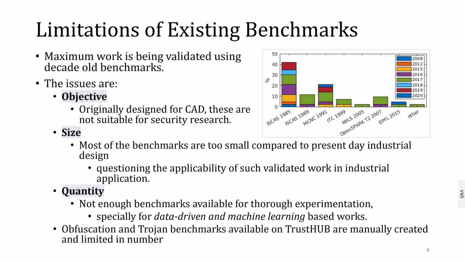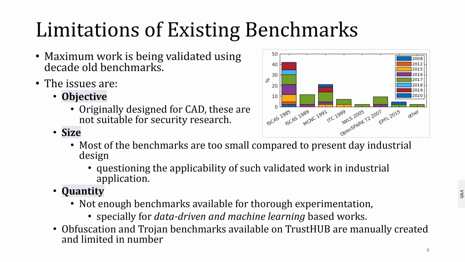Another reason for that is the size. All these benchmarks are very small. They were pretty good when they were developed. And if you look into Moore's law, the number of transistors in an IC increased exponentially in the last 3 decades. So the benchmarks that represent the circuits back then hold very little similarity with industrial designs nowadays.